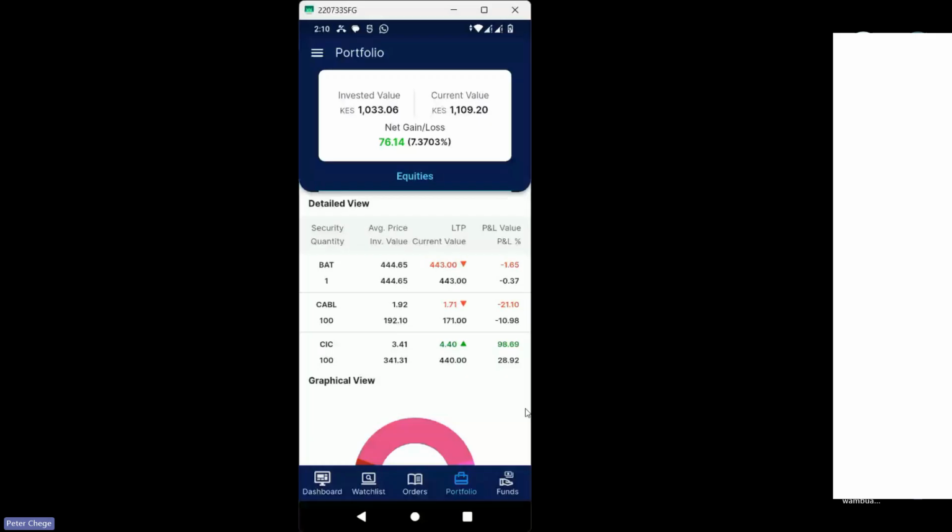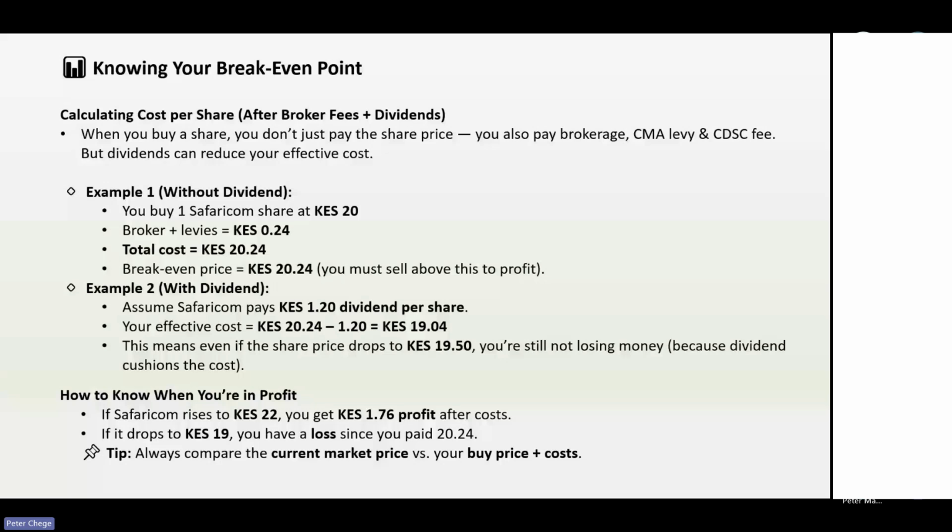But remember, when you're doing all this, as I said, you have not factored in dividend. So a good example, without dividend: if you buy Safaricom shares at 20, the broker fee, let's say, comes to around 0.24. Your total cost will be 20.24. It's what we are seeing on the app. That price is inclusive of the price you bought the share at plus the costs. So your break-even price is now the total cost you have incurred to buy those shares. That is, you must sell above that price to make profit. That's what I explained in portfolio valuation.